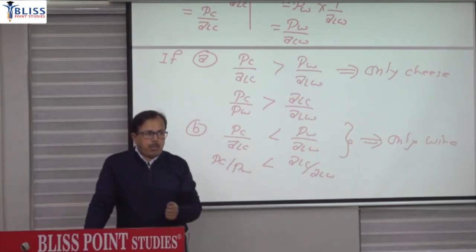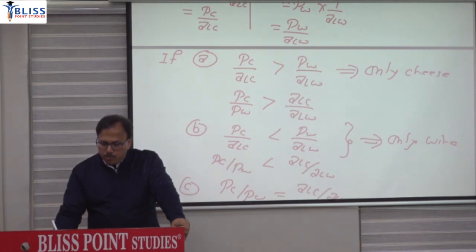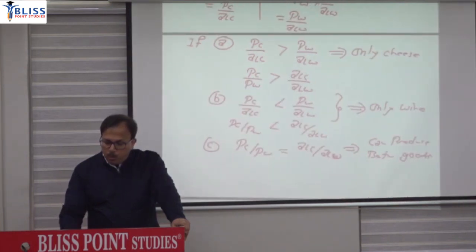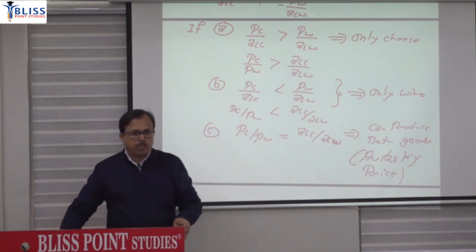The price before trade, you know that without trade, this is the third possibility, PC upon PW must be equal to ALC upon ALW. In that case the country can produce both goods. This is also referred to as the autarky condition or autarky price. Autarky means country in isolation.